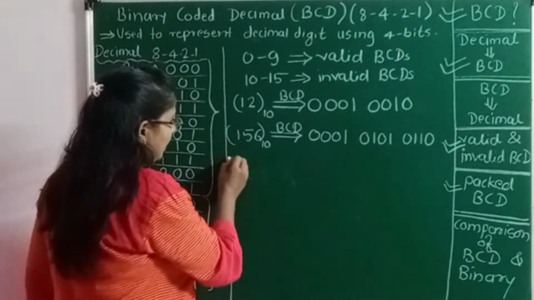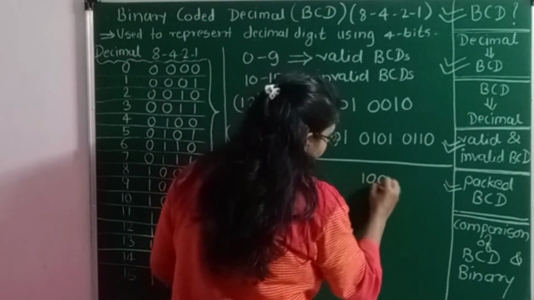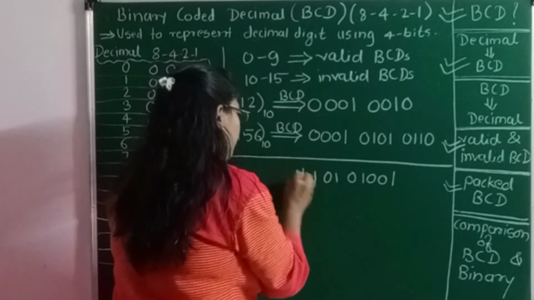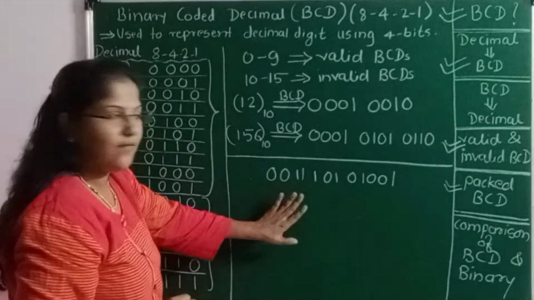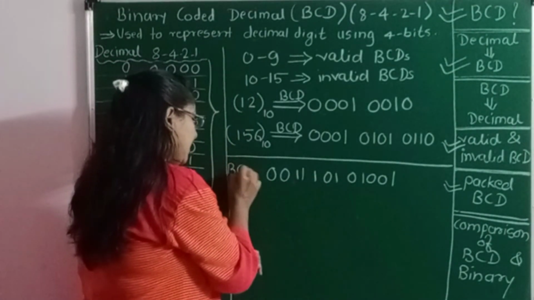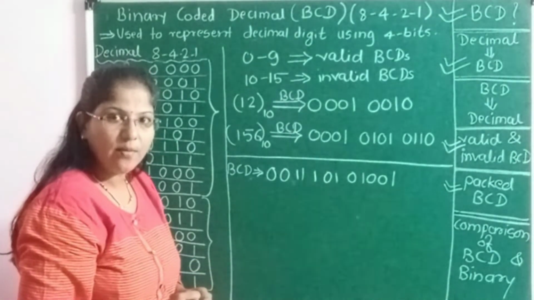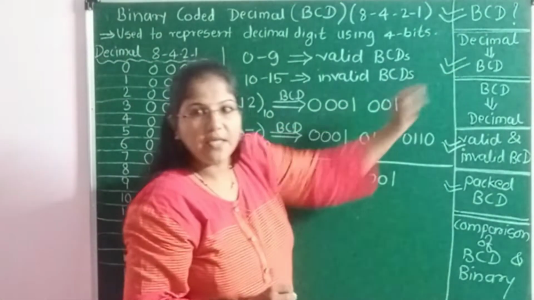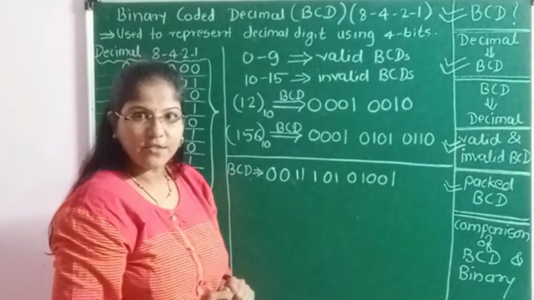Suppose the given BCD number is 0011 1010 1001... Okay. So this is the given BCD. Now I want to convert this into its equivalent decimal. How to convert? First important thing we have to remember: when we converted the decimal to the BCD, we have replaced each decimal digit using 4 bits.